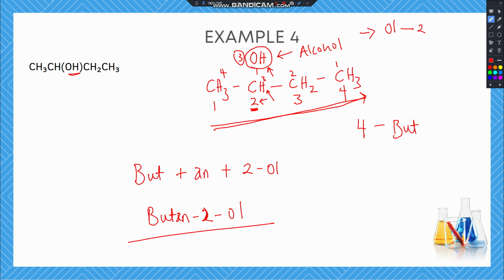This number 2 is showing us that there is a functional group, an alcohol functional group, placed on carbon number 2. I'm sure you're seeing how each and every one of this is playing out.